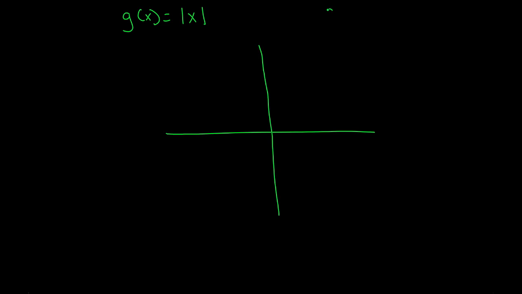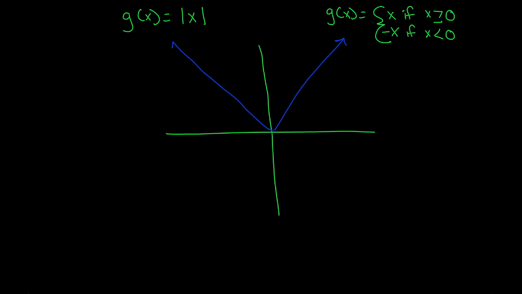We already know that g of x is equal to x if x is greater than or equal to 0, and minus x if x is less than 0. It turns out that graph looks like this. You've probably seen that before. Often people will then write y equals absolute value of x here.